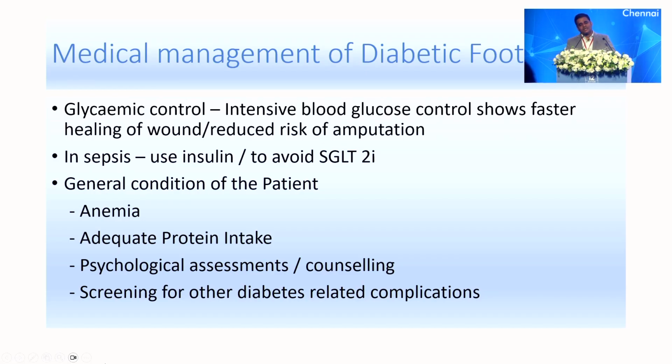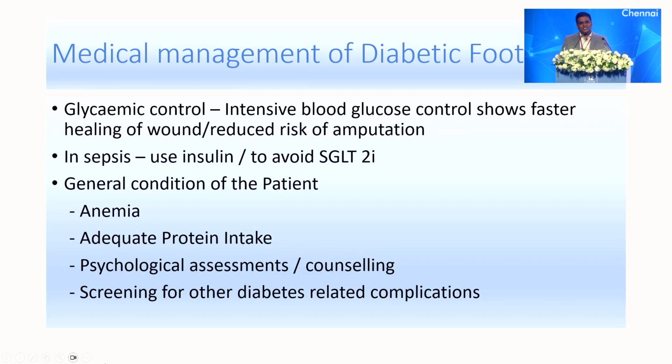So what is the medical management of diabetic feet? We have very limited medical management. One is tight glycemic control. Various studies show that very intensive blood glucose control will either prevent the development of foot ulcer or at least reduce the wound healing time, and reduce the amputation risk. So that is very important. And don't hesitate to use insulin in those who have sepsis or foot ulcer. If already on OHAs, please change them to insulin if required, when the blood glucose is higher.